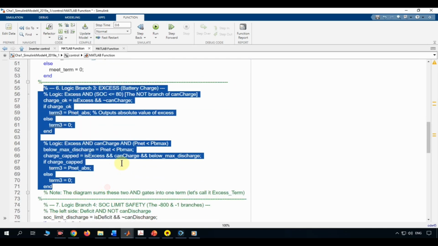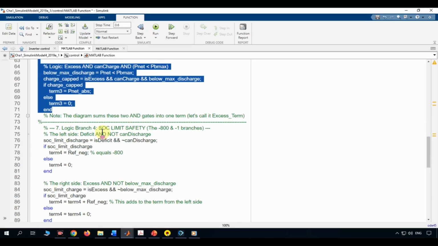Both subcases here actually compute the same value, P_abs, the magnitude of the surplus power, but under different SOC conditions. Worth flagging: in this particular version of the code, neither branch caps at Pmax the way the deficit branch's second case does. That's a subtle asymmetry worth double-checking against your actual diagram if the battery is ever charging faster than its rating allows. This is the safety net.